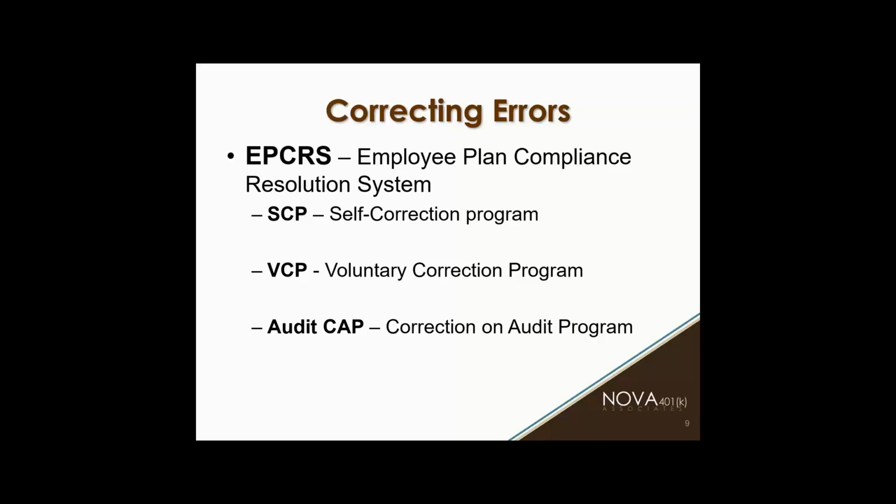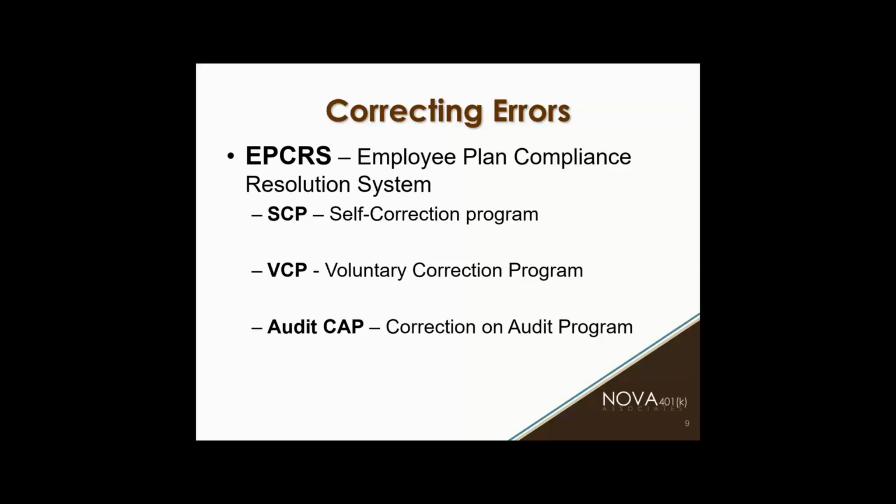Now, depending on the error, you may have to do a voluntary compliance program filing. This is an official filing with the IRS to ask for a correction to be approved by them, and then they would issue a compliance statement. And if you're ever audited by some other agent of the IRS, you can pull out the compliance statement and show them that this has been fixed and we had your approval.